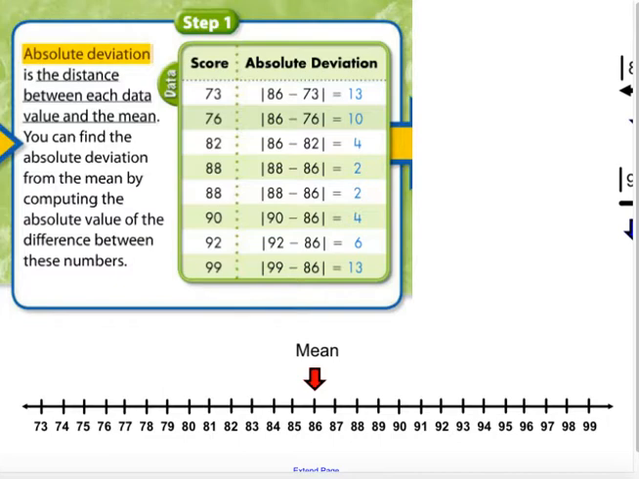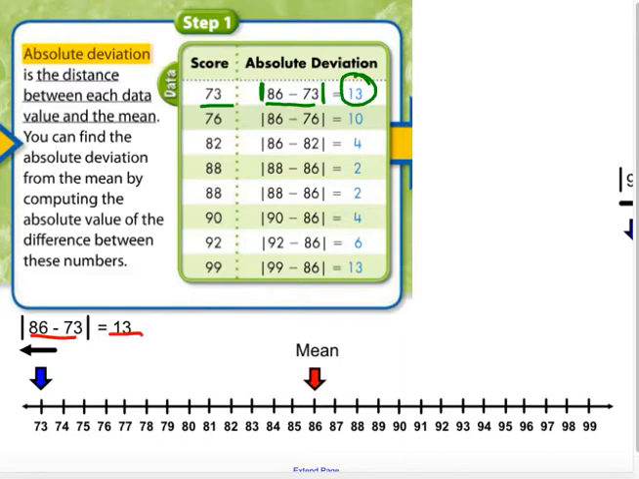Our first example, she has a score of 73. So we would take 86, subtract 73, and we're working with absolute value, so we would get an absolute value of 13. In other words, here is her mean. Her score is 73. So if we subtract 86, take away 73, we get an absolute deviation of 13.